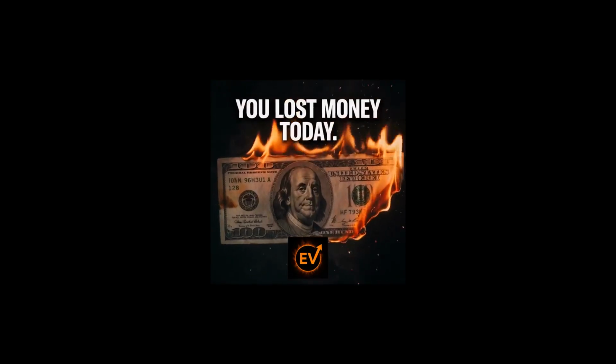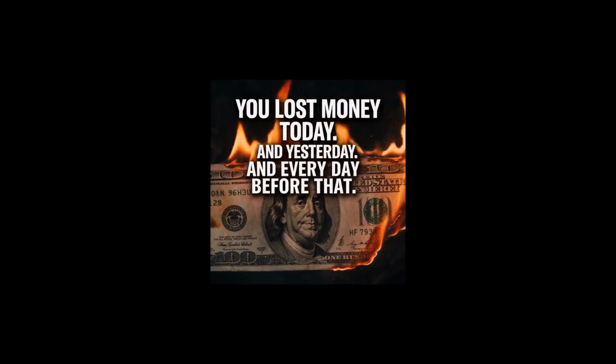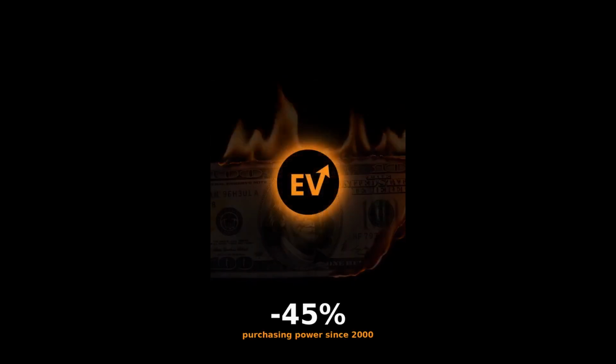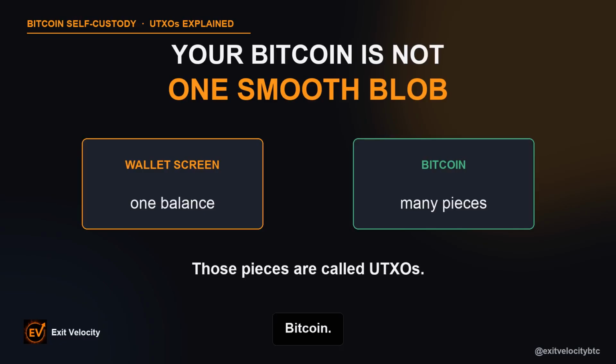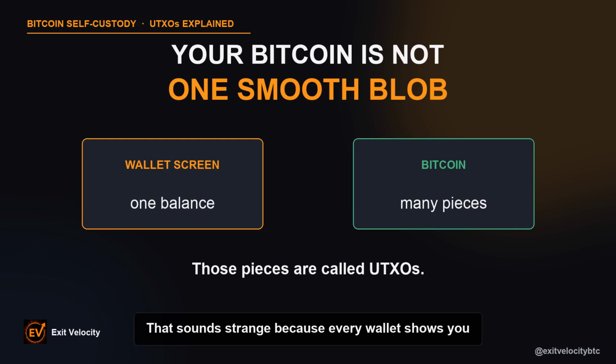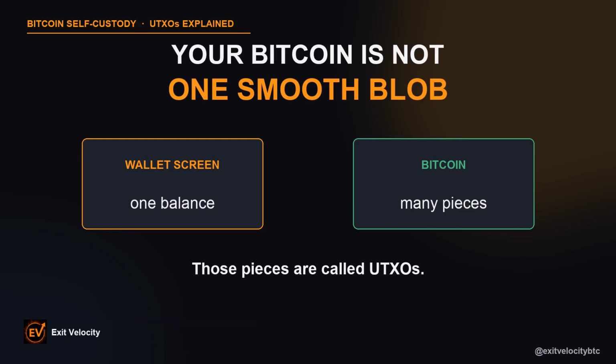You lost money today, and yesterday, and every day before that. You do not own one smooth blob of Bitcoin. That sounds strange because every wallet shows you one balance. 0.01 Bitcoin, 0.1 Bitcoin, 1 Bitcoin. The app makes it feel like a single pile.